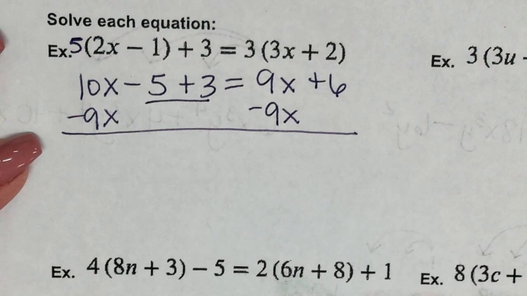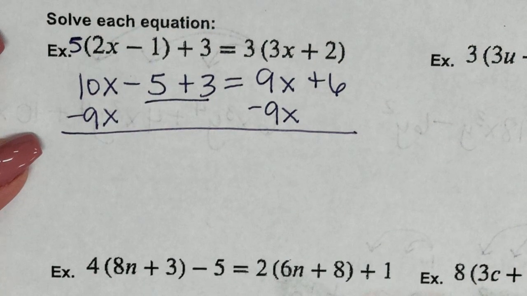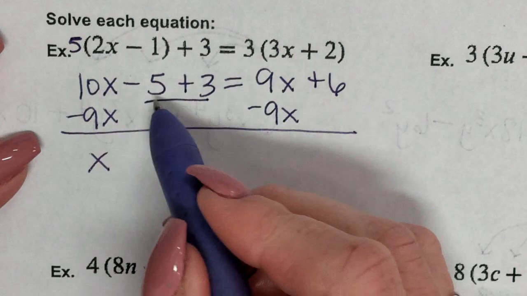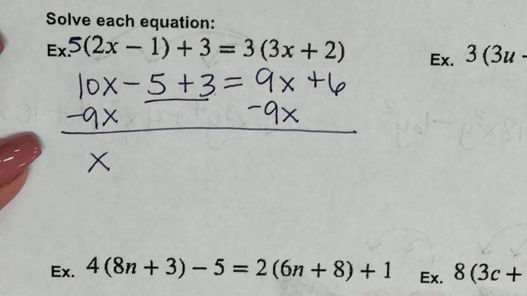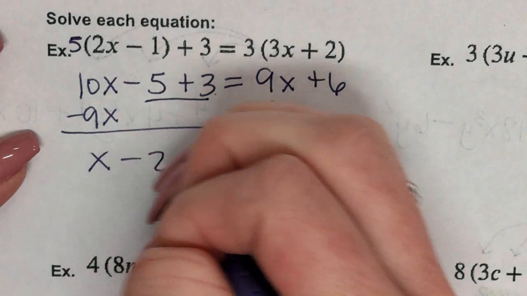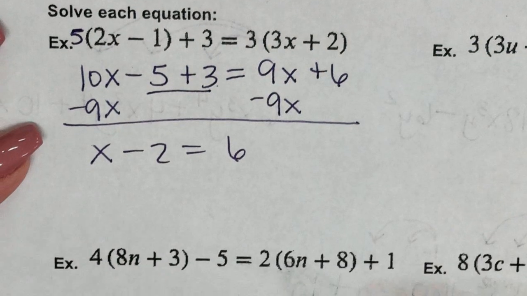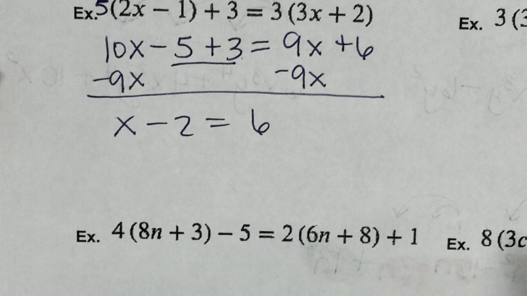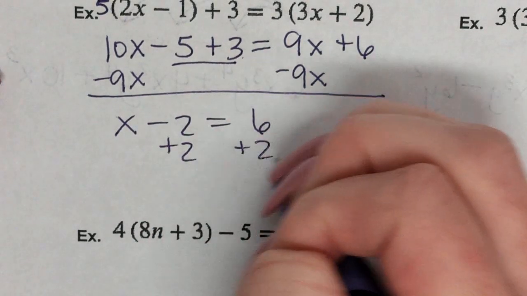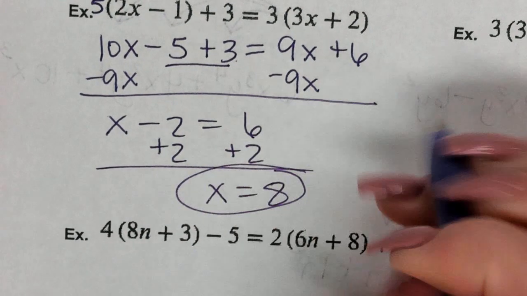What is 10x minus 9x? Just x, 1x. So I'm just going to put x. What is negative 5 plus 3? Negative 2. Minus 2 equals 6. How do I get rid of a minus 2? Plus 2. So my answer is 8.